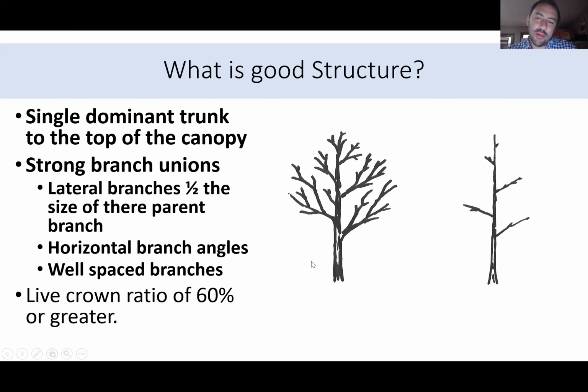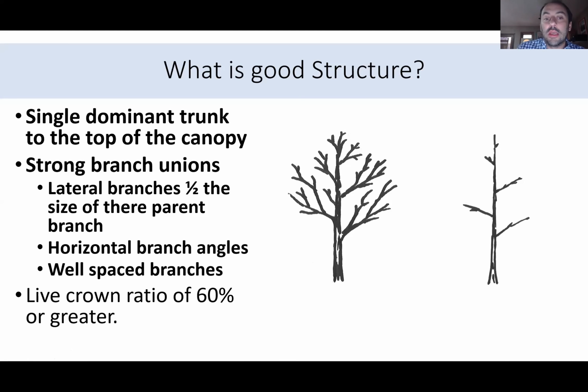We'll talk about why that's important here in a second, but the basics of it are that when you have branches of equal size, a collar is not formed and there's much more likely to be a failure there. There are also other problems that can arise with codominant or competing trunks.